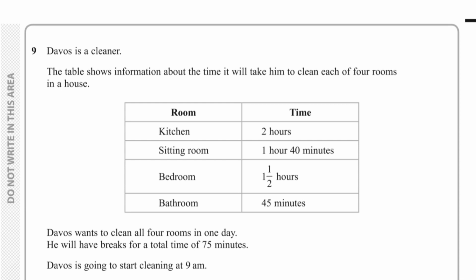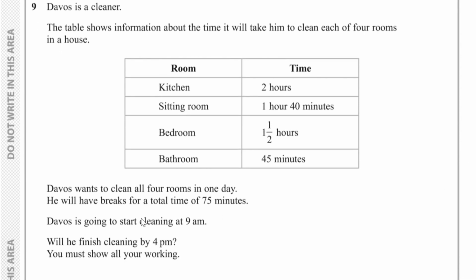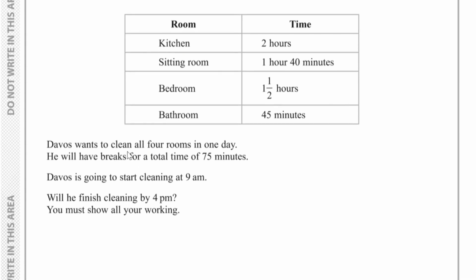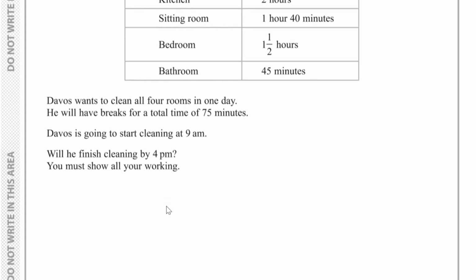Question number 9. Davos is a cleaner. The table shows information about the time it will take him to clean each of 4 rooms in a house. So we've got the kitchen, sitting room, bedroom and bathroom. Davos wants to clean all 4 rooms in one day. He will have breaks for a total time of 75 minutes. Davos is going to start cleaning at 9 AM. Will he finish cleaning by 4 PM? You must show how you get your answer.